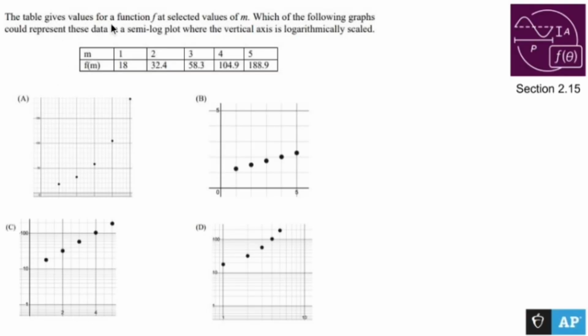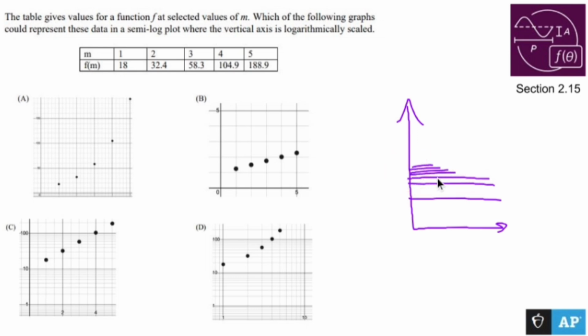The table gives values for a function f at selected values of m. Which of the following graphs could represent these data in a semi-log plot where the vertical axis is logarithmically scaled? That's a terrible word. All right, a semi-log plot basically takes a coordinate plane and makes it look different so that when you graph something that's logarithmic, you end up with a straight line. Basically what it looks like is the vertical part of it has spacing that gets smaller, and then smaller, and then really small like that.